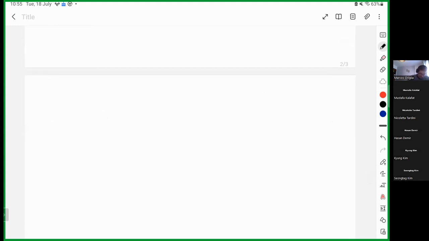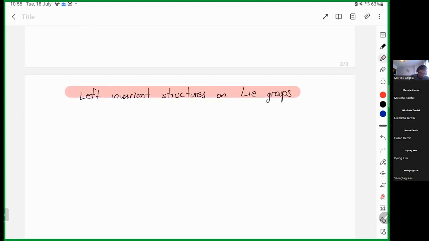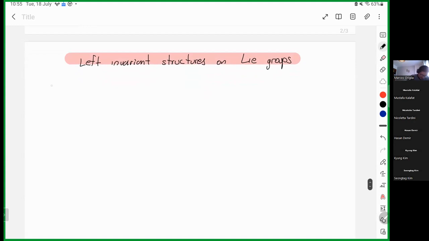So we are going to the second part of the talk today. It's about left invariant structures, only groups. So the first thing is about the metric, so definitions. So Riemannian metric.